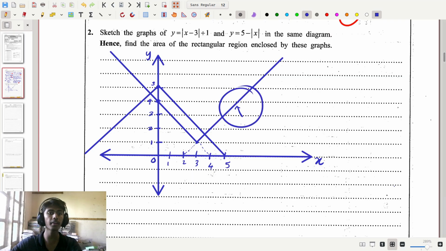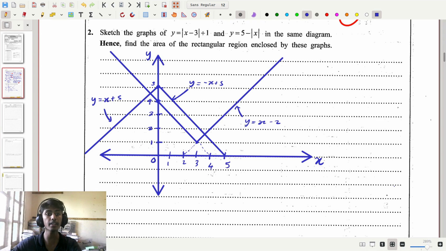Now for the first one, when we have these values, which is the values of x greater than 3, this is going to be positive, and therefore we are going to have y equals x minus 3 plus 2 plus 1, which is going to be y equals x minus 2. This graph here is going to be y equals x plus 5. This graph is going to be the negative version of that, which is going to be y equals minus x plus 5.